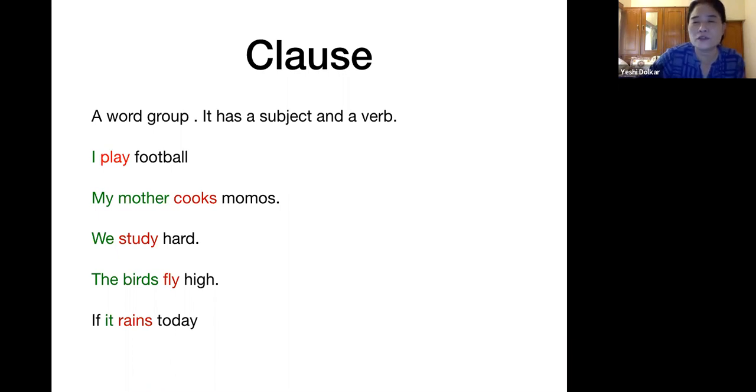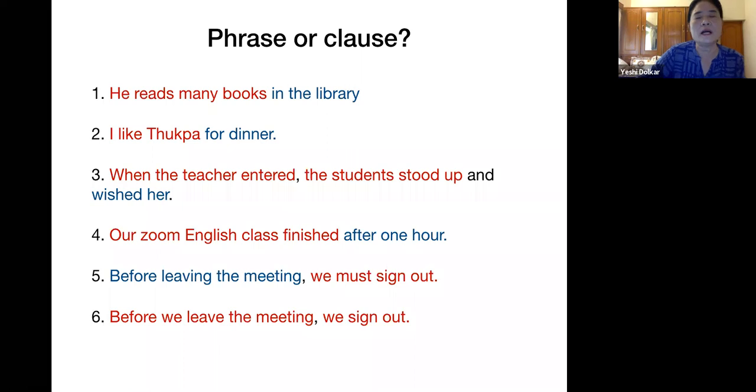So just learn how to break up the sentences into clauses and phrases. Now we are going to see which of these are phrases and which of these are clauses. These are all sentences. The ones marked in red are clauses and the ones marked in blue are phrases.